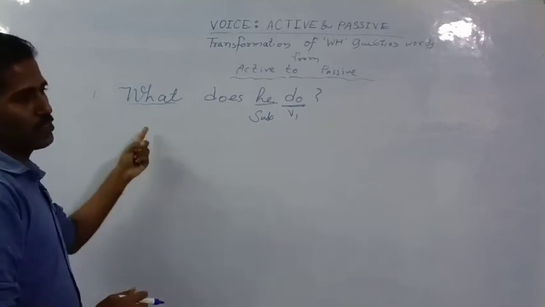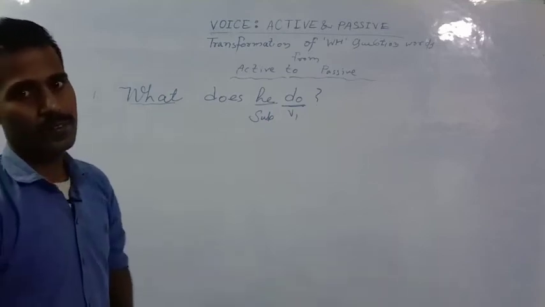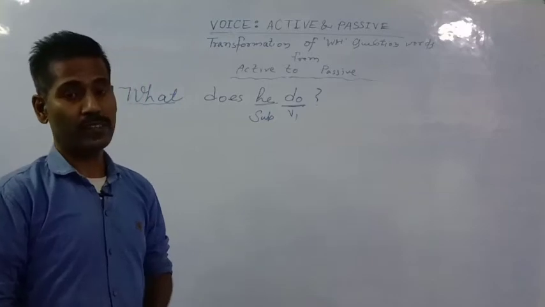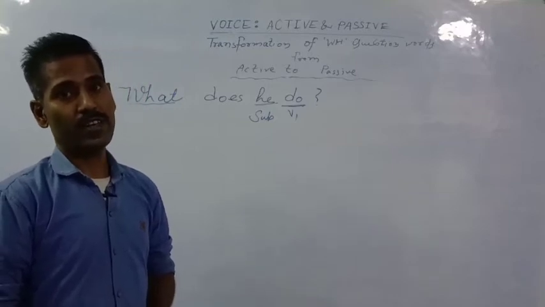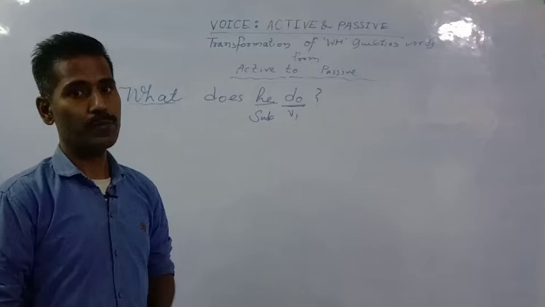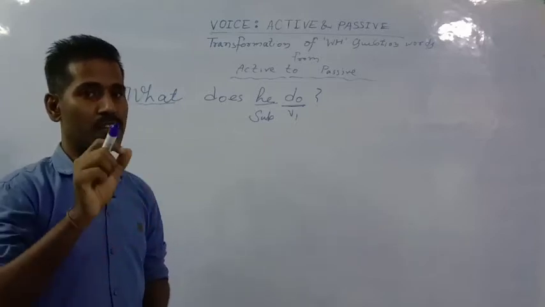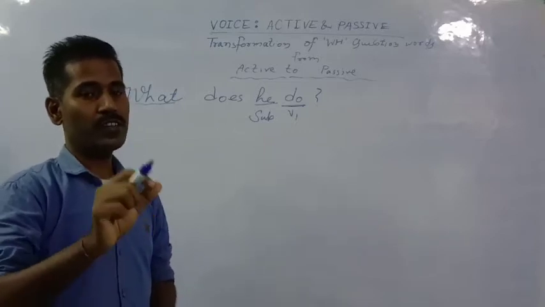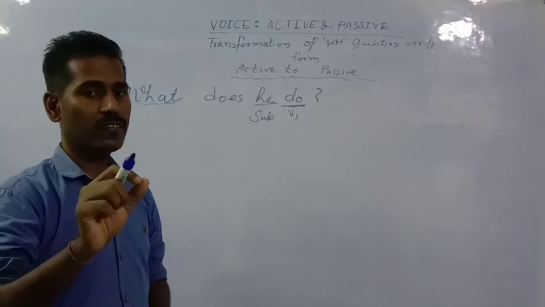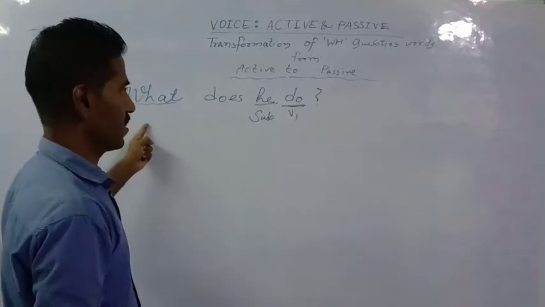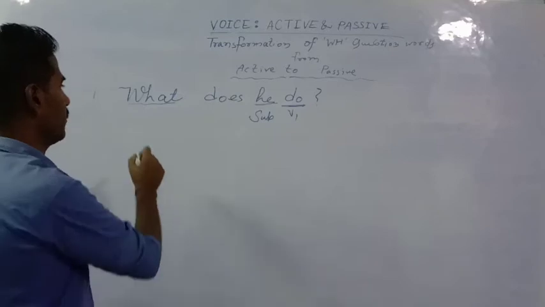That is why this what is called a pronoun. This what is an interrogative pronoun. Why is it an interrogative pronoun? Because in lieu of the word teaching, here what is there. So this what is the object here.